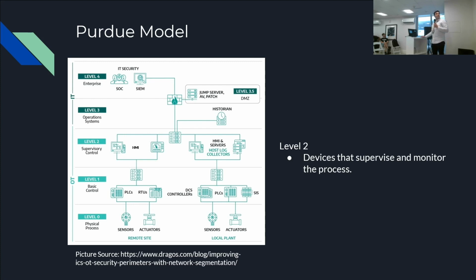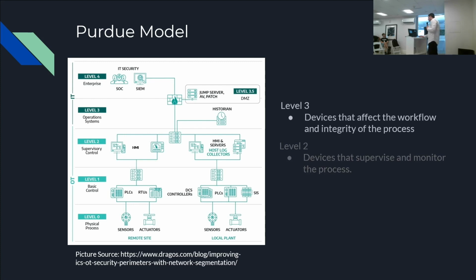And then when we move to level 3, this is where we have devices that affect the workflow and the integrity of the process, but also this is where we can find certain devices that allow us to administer and manage the OT environment. So in this area, we might have our OT Active Directory domain controller in order to be able to manage the rest of the devices that we find in an OT environment.